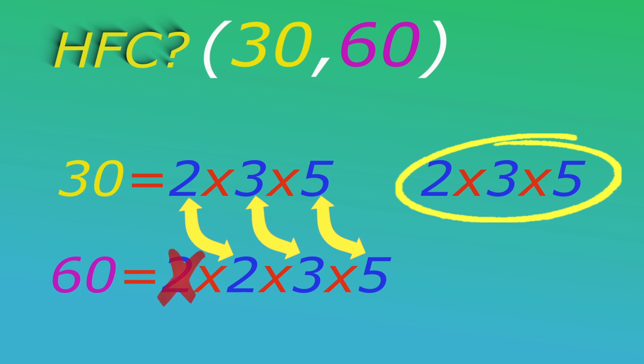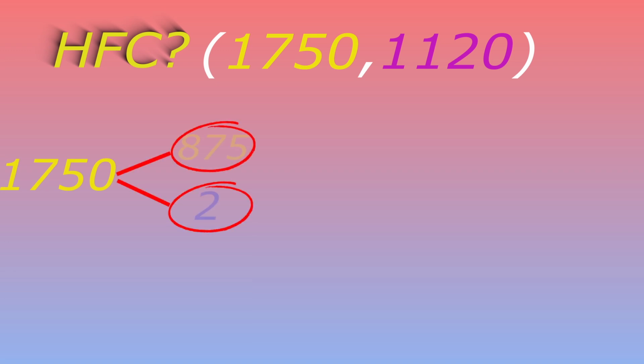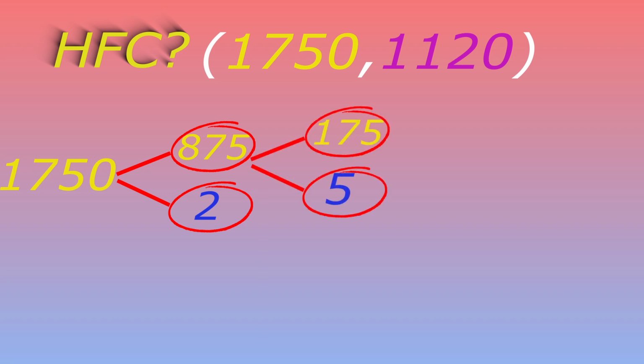Now let's see how this can really help when you have larger numbers. Earlier we mentioned the numbers 1750 and 1120. Let's find the highest common factor of these two numbers using prime factorization. So let's start with 1750. 1750 equals 2 times 875. Now 2 doesn't divide 875, neither does 3, but 5 does. 875 equals 5 times 175.